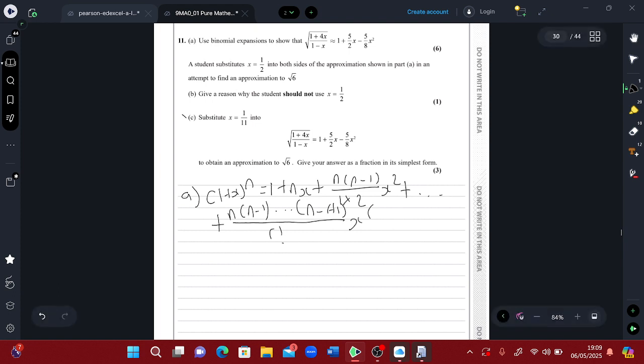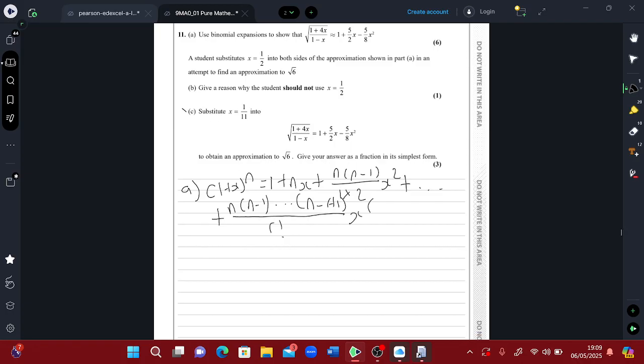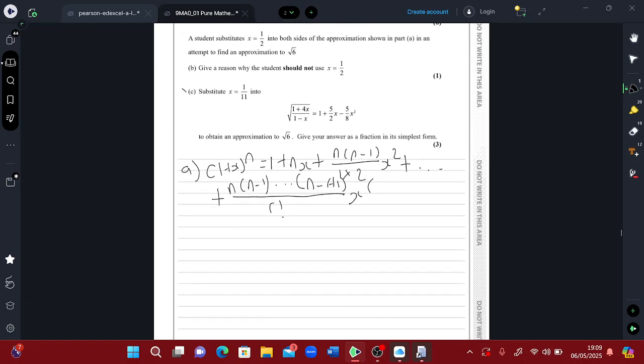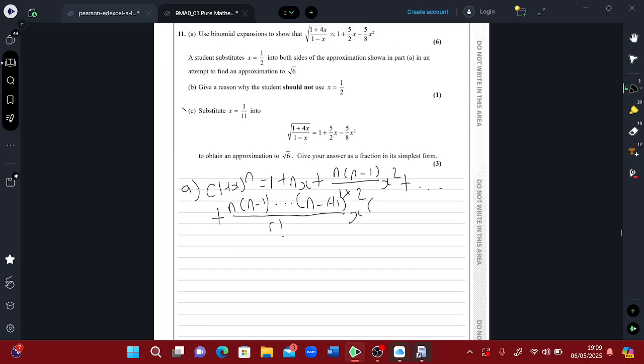So when you use binomial, you're going to need to somehow get it into this form. So let's do that then. We are given the expression root of (1 plus 4x) over (1 minus x). Pretty typical type of binomial. They want you to manipulate it into this. Okay, so that's what we're going to do here.